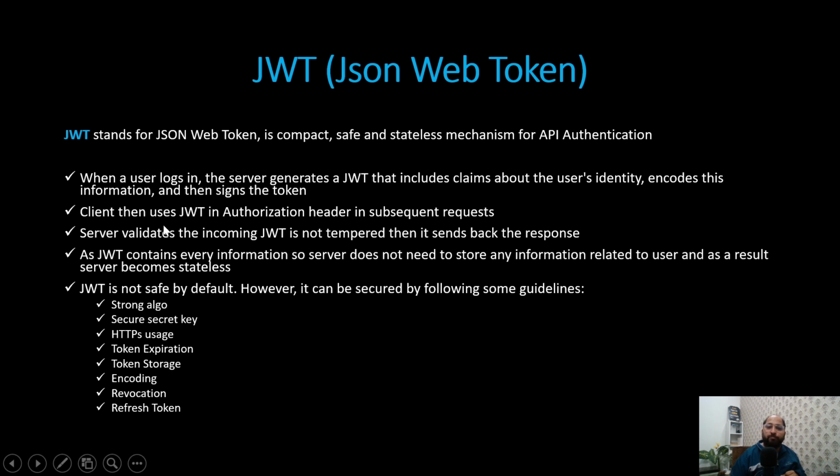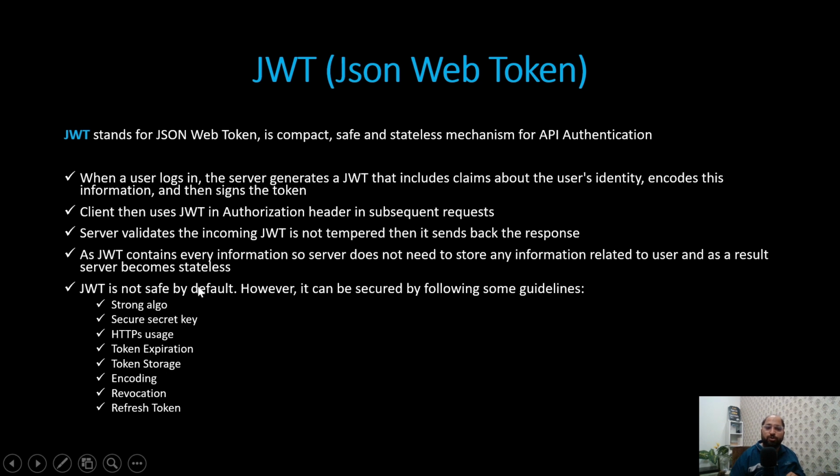When we send the request, the server will validate this particular JWT and check that there is no tampering on the token. If everything is okay, it will process the request and send back the response. As the JWT contains every piece of information, the server doesn't need to store any information related to the user, because the JWT contains the user's identity and user-related claims. So the server doesn't need to maintain any user information, and as a result the server becomes stateless. That's why JWT is a stateless mechanism for API authentication.